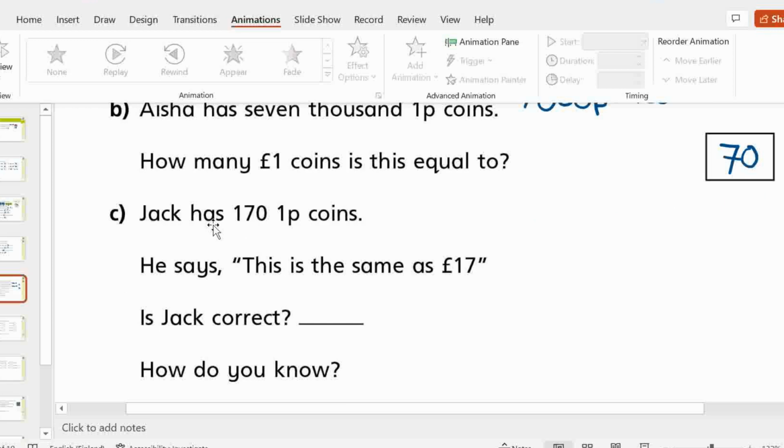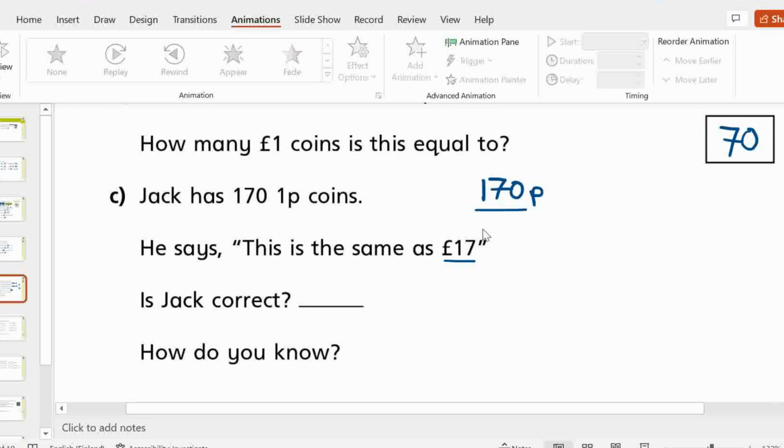C. Jack has 170p coins. Okay. It looked a bit funny because there's a gap here. Oh, no, maybe it means he has 170p. I think they mean he has 170p, like that. Yeah, I misread it as 1,701. 170p, okay. This is the same as £17. Is that correct? Is this the same as £17?